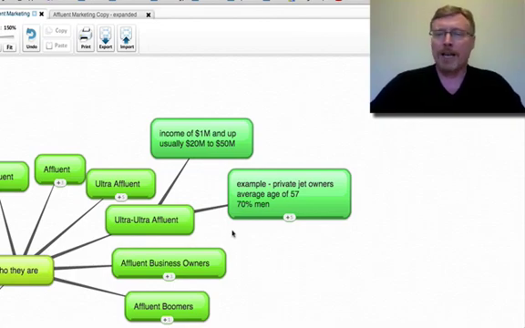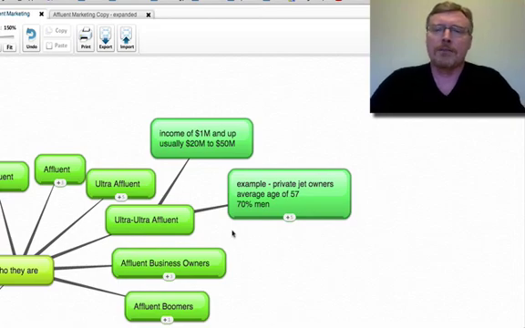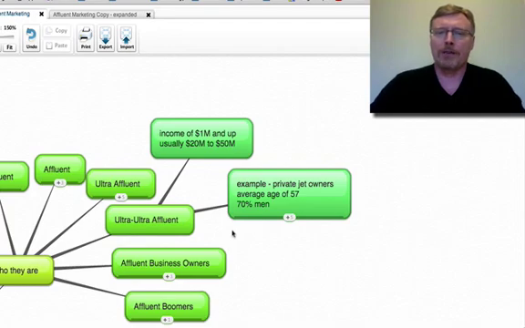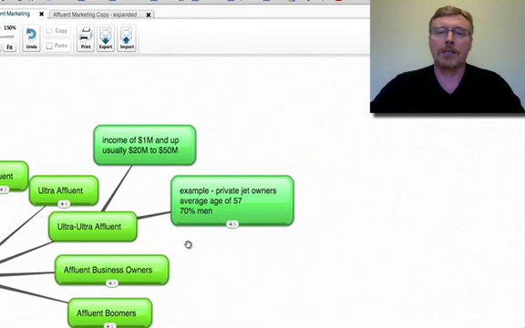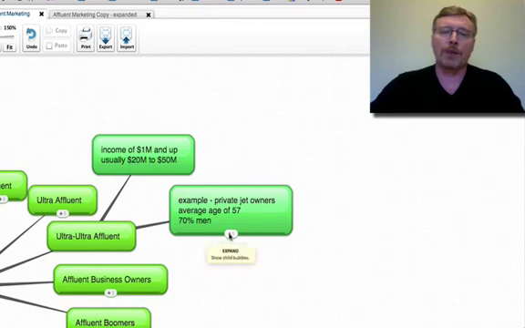Now, one example of these is private jet owners. If you just look at the private jet owners, they've done surveys of these people and said, what do you spend your money on? Well, the average private jet owner is a man, 70% of them are men, and the average age is 57. So they're not necessarily elderly. This is what those private jet owners spend their money on.